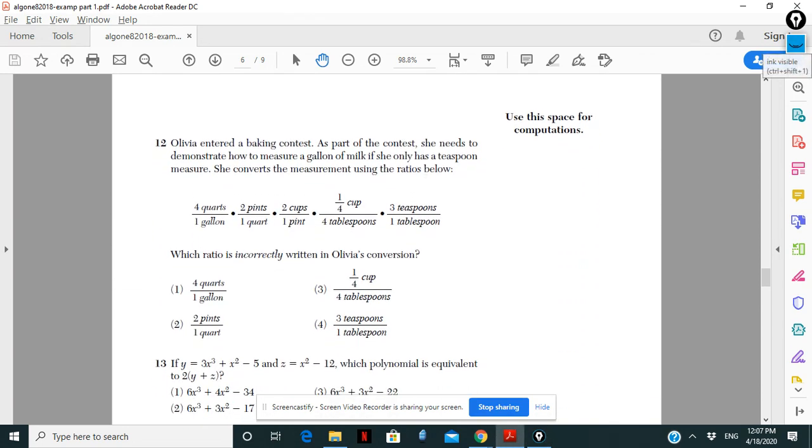Question number 12. Olivia is doing this. So he wanted to find the final ratio. So I'm going to cross whatever in the numerator is crossed out with the denominator. So here is gallon, okay, quart, up and down, pint up and down, cups is up, tablespoons down. Okay, tablespoon.